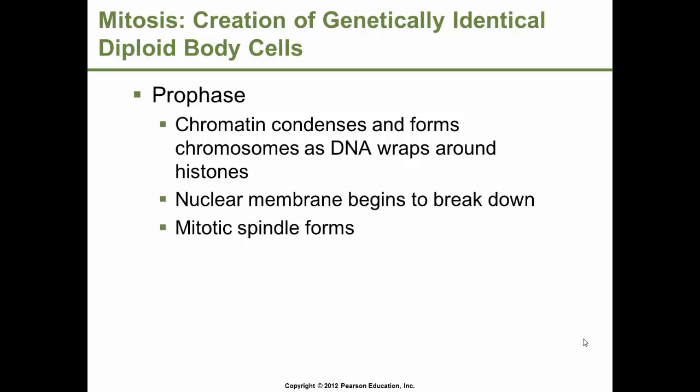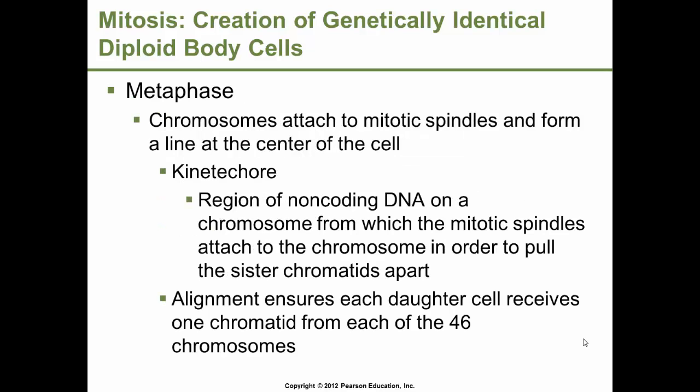In prophase, chromatin condenses and forms chromosomes as the DNA wraps around the histones. The nuclear membrane will begin to break down and mitotic spindles will begin to form. In this condensed state, DNA cannot replicate and gene activity is turned off. In metaphase, these chromosomes attach to mitotic spindles and line up at the center of the cell.